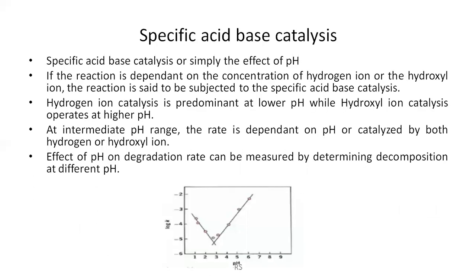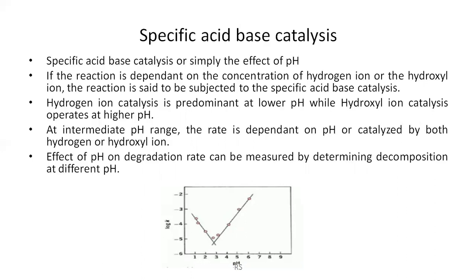So the next factor, we move on to specific acid-base catalysis, or we can simply say the effect of pH on the rate of degradation. The reactions which are dependent on hydrogen ion concentration or hydroxyl ion concentration are known to be subjected to specific acid-base catalysis. Hydrogen ion catalysis is predominant at lower pH, while hydroxyl ion catalysis operates at a higher pH, because we know that there is a higher concentration of hydrogen ion at lower pH. At intermediate pH range, the rate is dependent on pH or catalyzed by both the hydrogen ion and the hydroxyl ion.